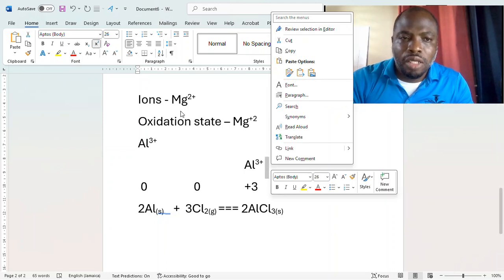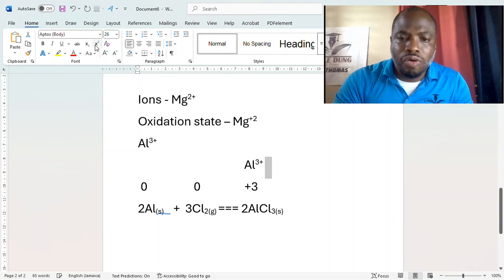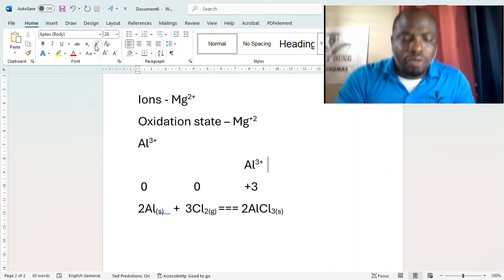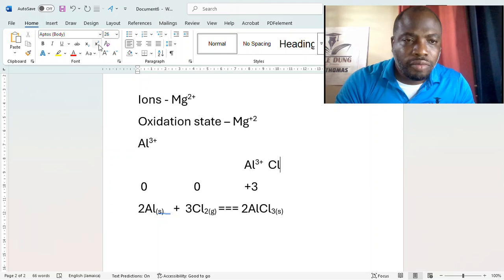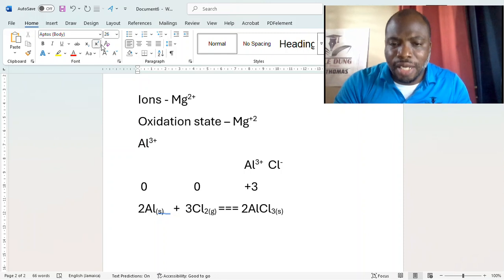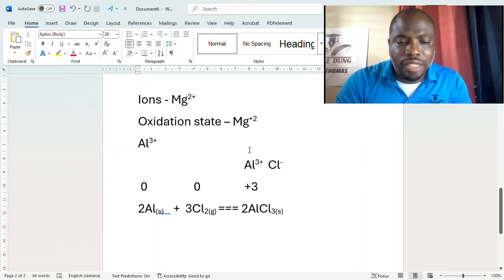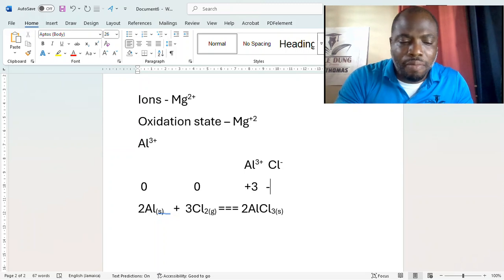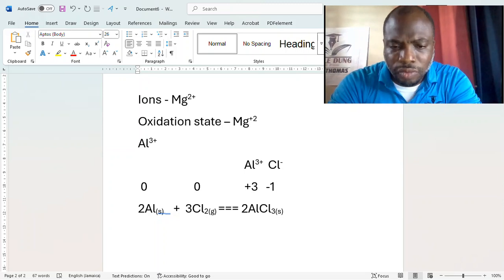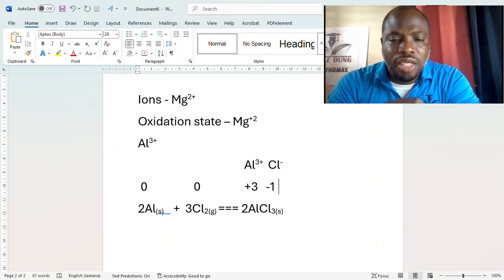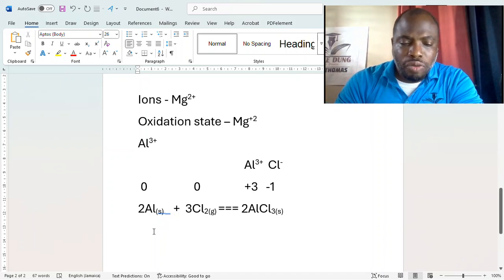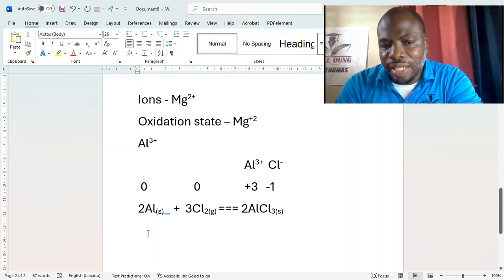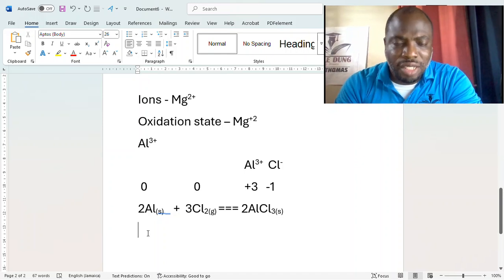So one chlorine ion, and I can go back to this, we know each chlorine would have been a Cl minus. Technically, there's a 1 there, but we don't write it. So it's a 1 minus, right? So the oxidation state would have been a -1. And so now we have assigned oxidation numbers to the different elements or compounds in this reaction.